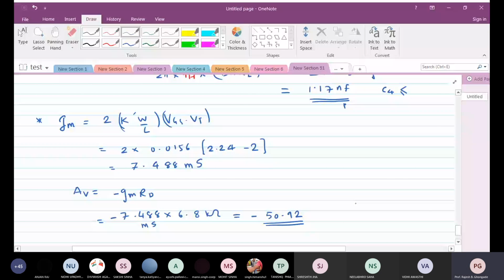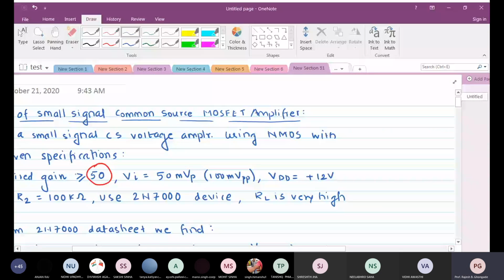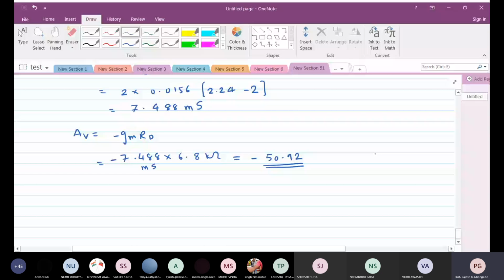What was the gain that we are expected? Greater than or equal to 50. So our gain is fine. This is just a verification, all right? Yes, sir. So with that we have designed the amplifier. Now let us see whether our calculation is correct or not.